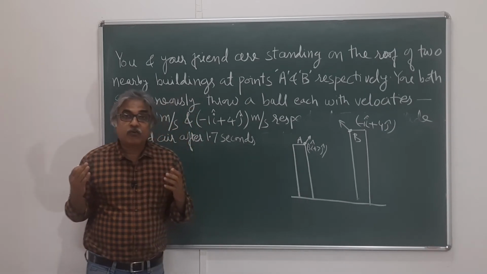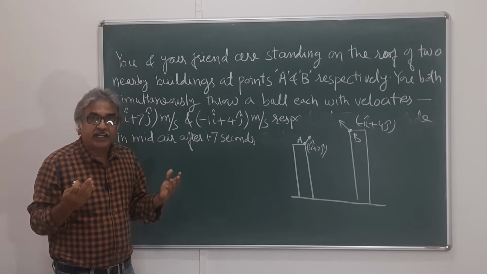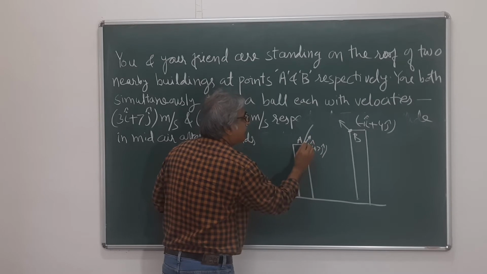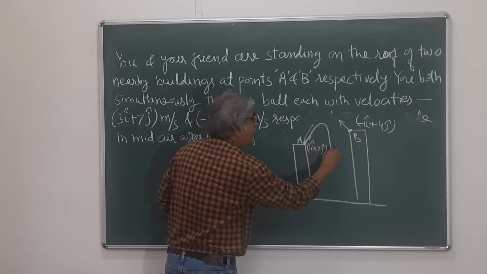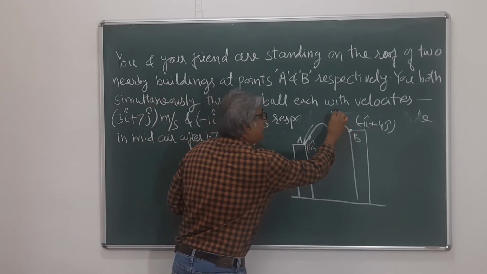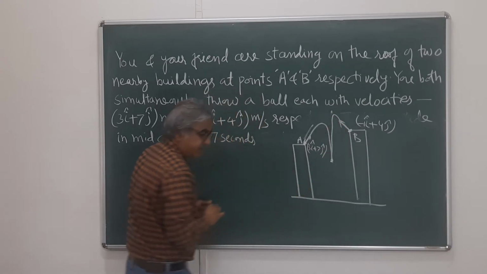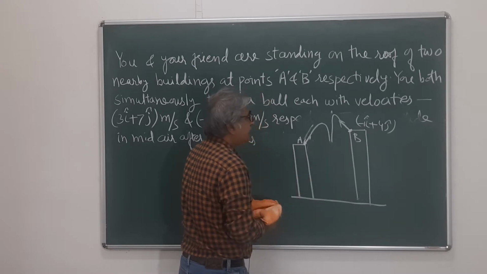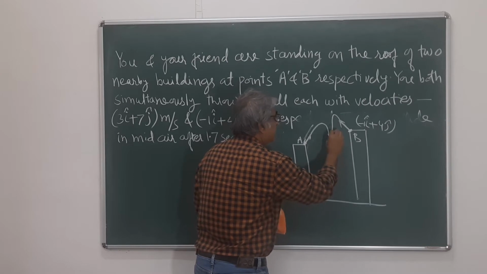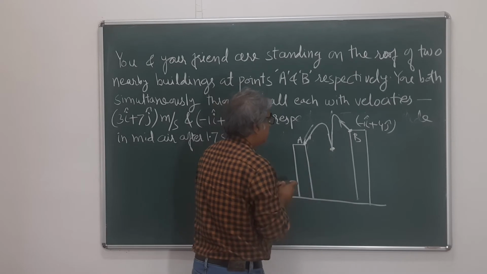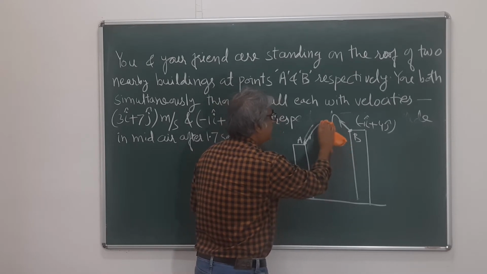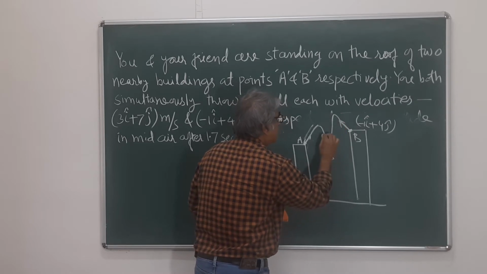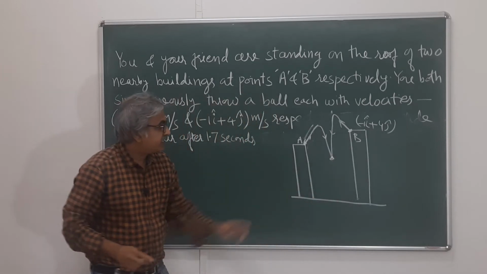Now these two balls are going to collide with each other. We are not told where they are colliding, but we can imagine that they could be colliding anywhere. So let's say we show the travel of this ball. This ball will travel like this and fall, right? Similarly, this ball will also travel and fall. Let's say that they meet somewhere here. So let us assume they are colliding at this point. Okay, this is the point at which they are colliding.